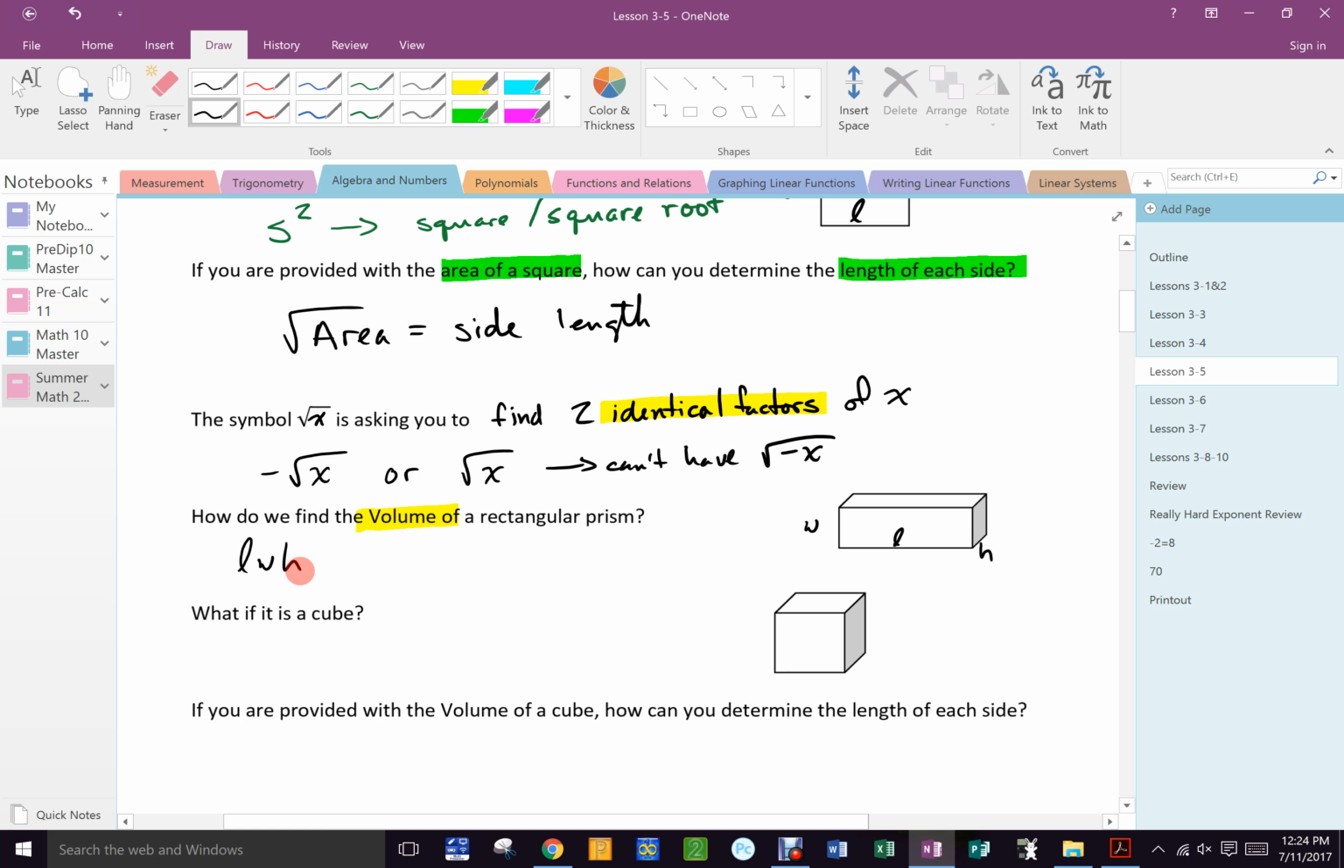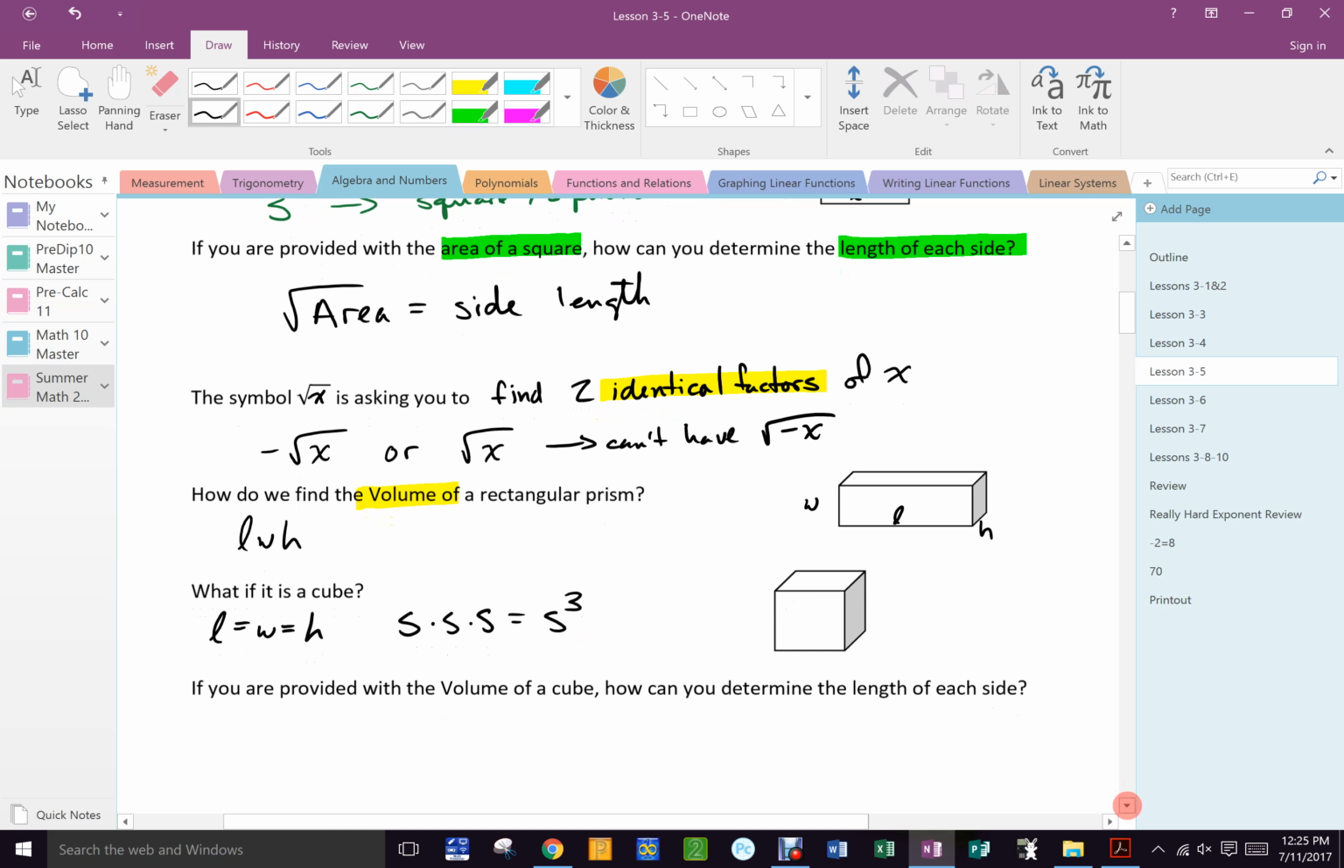What if it's a cube? What do I know about L, W, and H in a cube? They're all the same. L equals W, W equals H. So I'm allowed to go S times S times S. Math guys are lazy, so we write S cubed. And that is where that comes from.